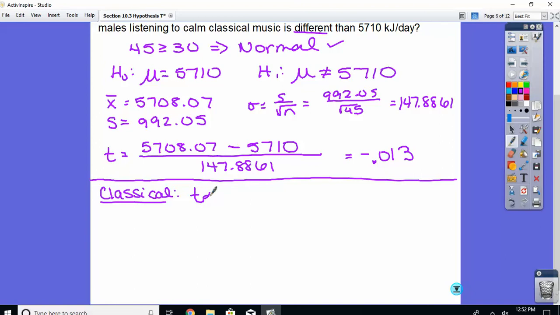So my t alpha over 2, what was alpha? So I get t 0.025. Now remember, on the t, you have to know your degrees of freedom to look it up. How many degrees of freedom do we have? 44. It's n minus 1.